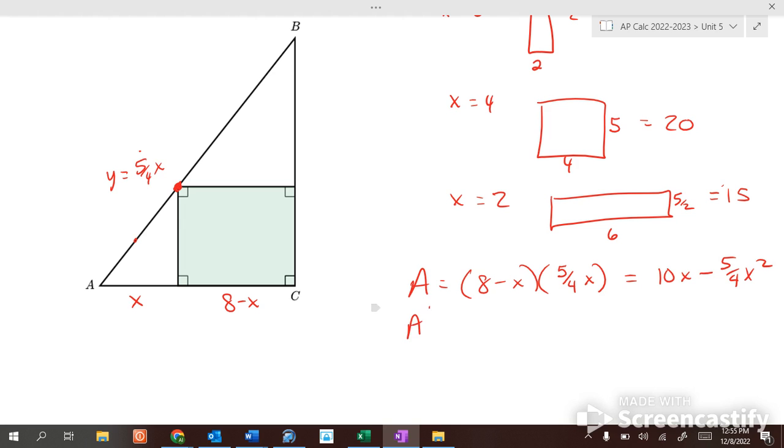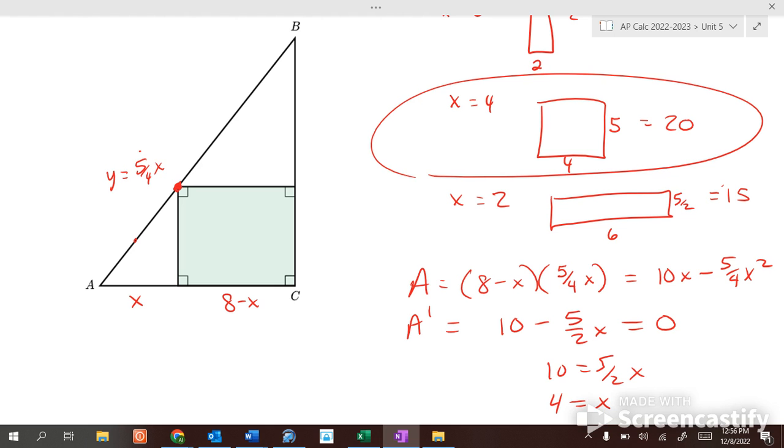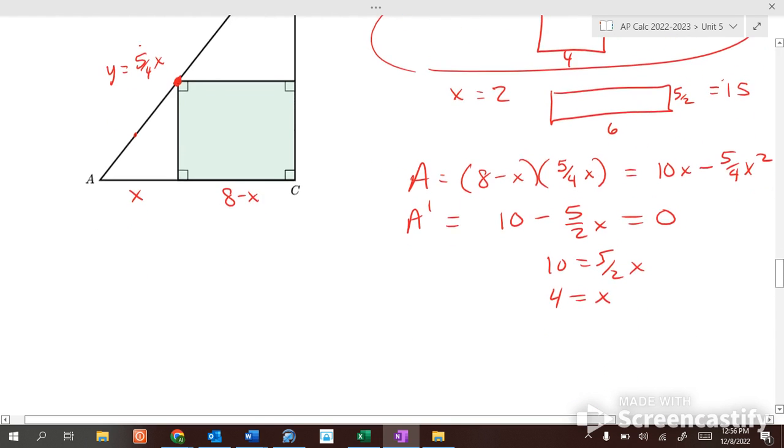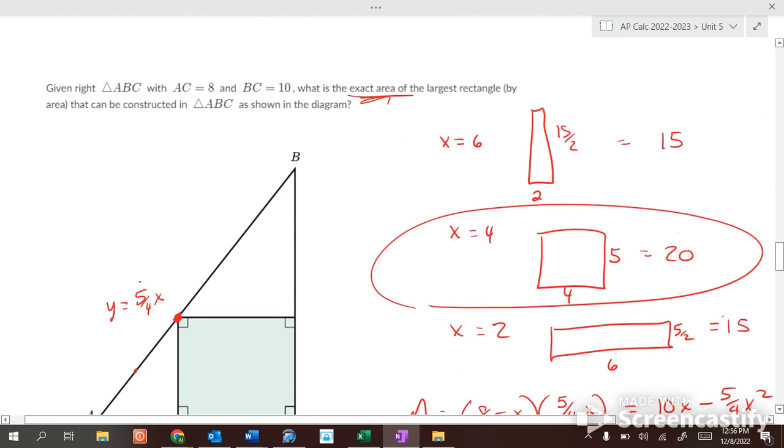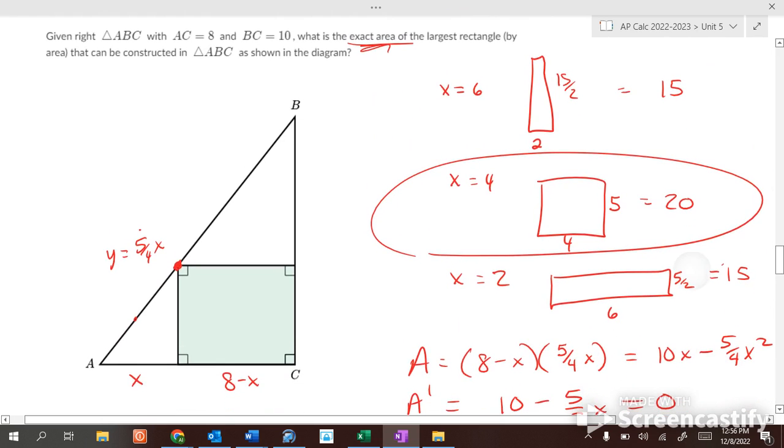What's the first derivative of that? 10 minus 5 halves x. So the first derivative equals 0. Solve. 10 equals 5 halves x. X winds up, if you multiply by 2/5, you get 4. So this happens to be our maximum area when x is equal to 4. So what is the area? The area is 20.